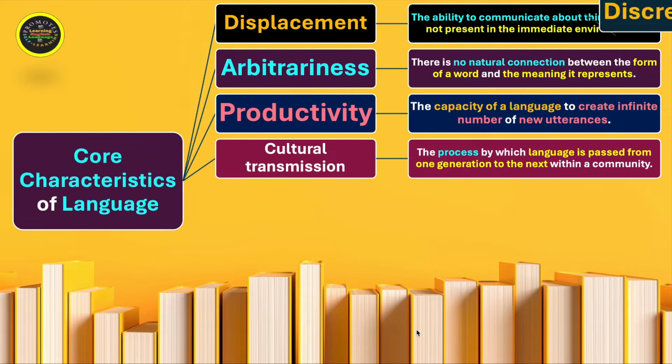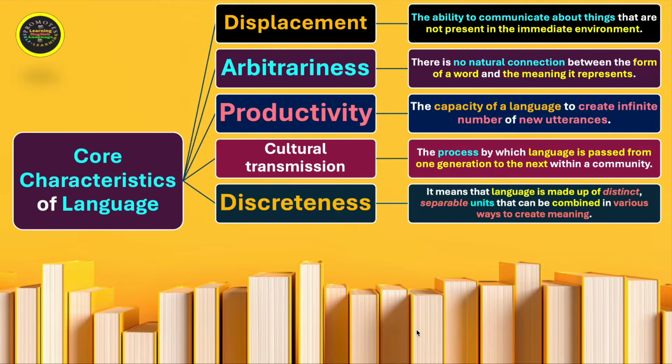We move on to the next point. Discreteness. It means that language is made up of distinct, separable units that can be combined in various ways to create meaning. Each sound in language is a distinct and separate entity. If you combine them in a systematic order, they give you a meaningful idea. That is the point here.